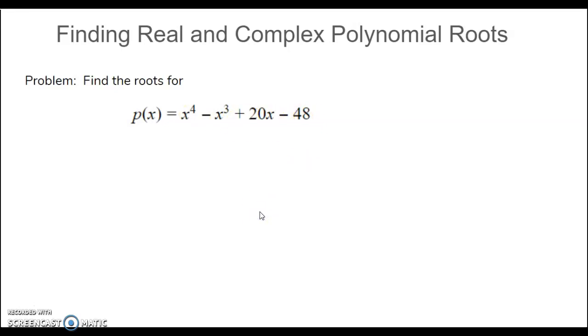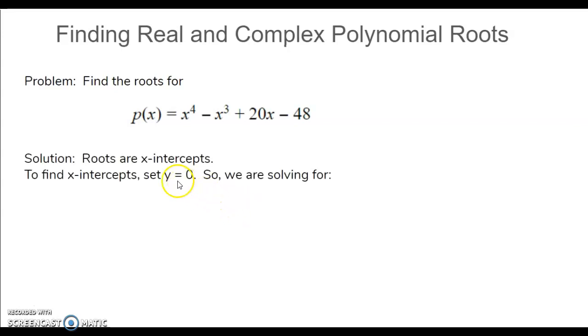The first thing we have to do is set the problem equal to 0 because we're going to look for roots, and recall roots are x-intercepts. So to find an x-intercept, I've set y equal to 0. P of x is another way of writing y. So I'm really solving for 0 equals x to the fourth minus x cubed plus 20x minus 48.